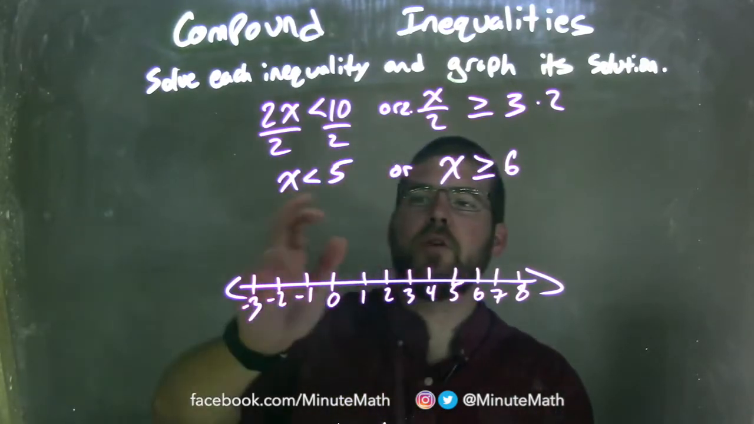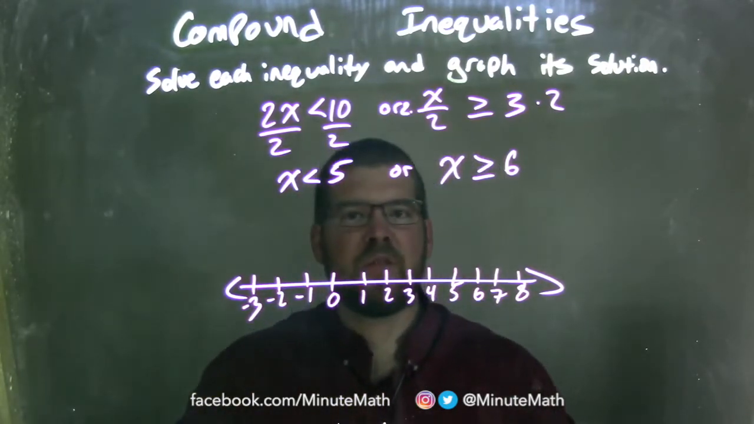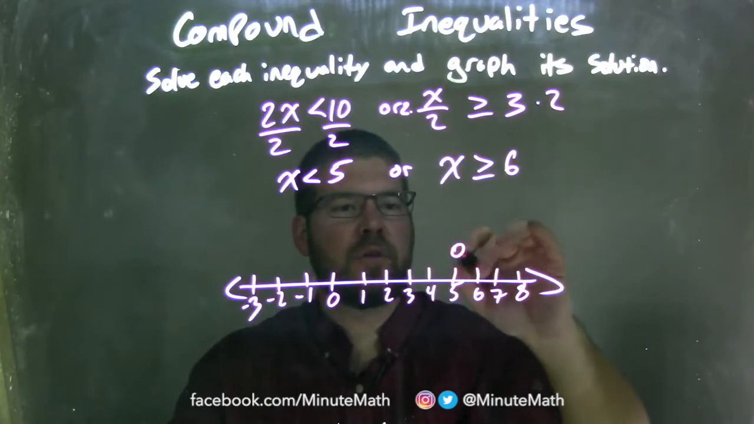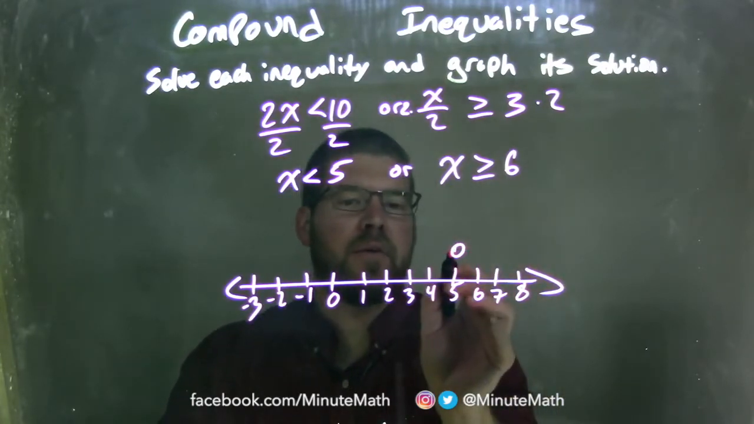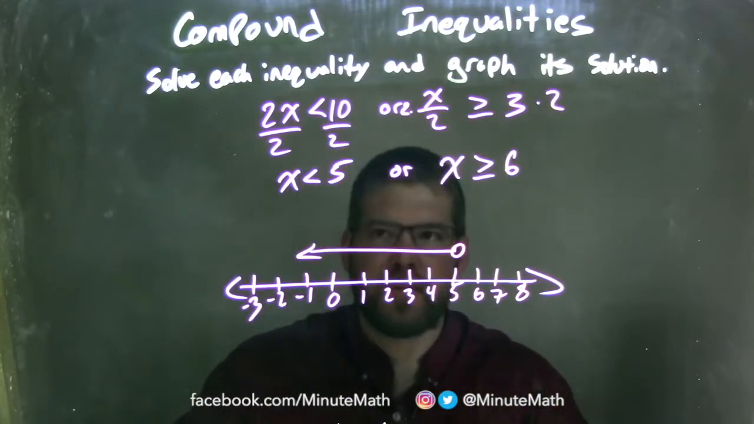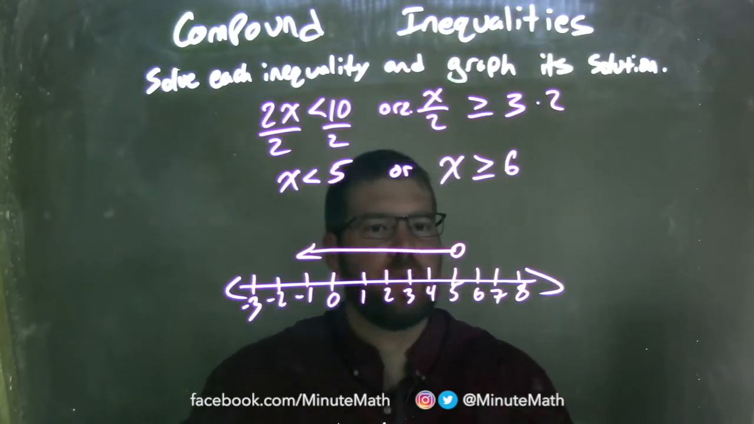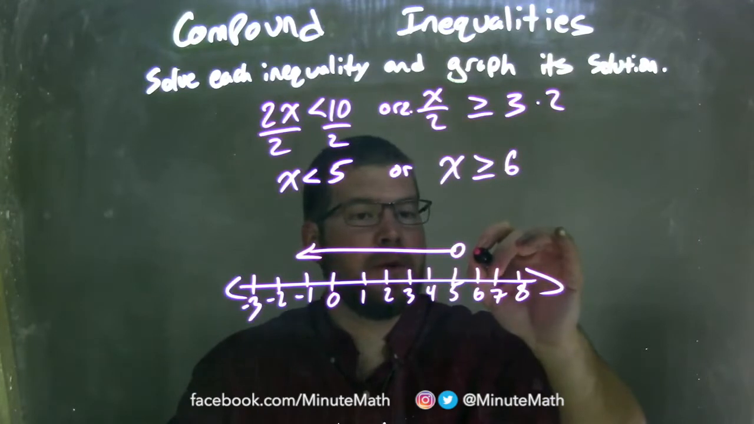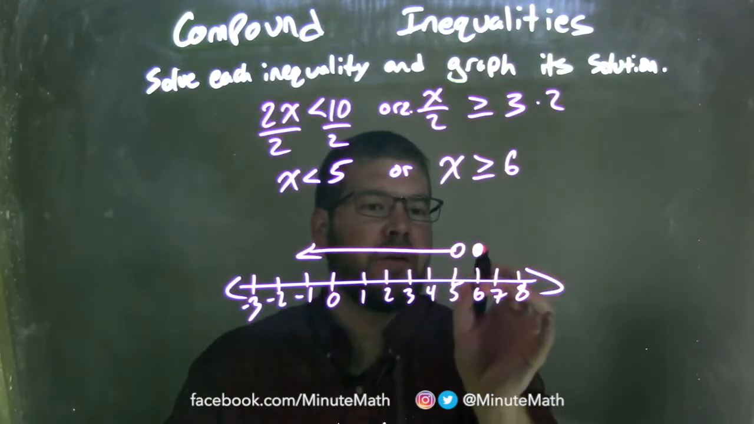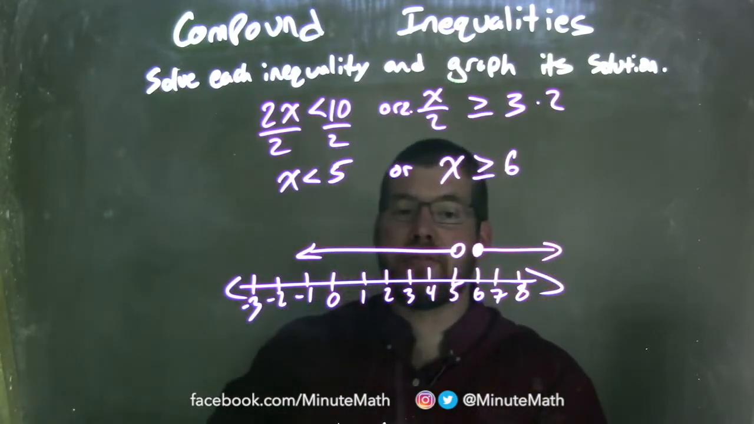Well, the first one here, we said x is less than 5. So it's not equal to 5, so we have an open circle. And x is less than 5, so my arrow goes to the left. Fantastic. Then they said x is also greater than or equal to 6. So we look at 6, greater than or equal to, makes it a closed circle. And since x is greater than, put our arrow to the right. And there we have it.